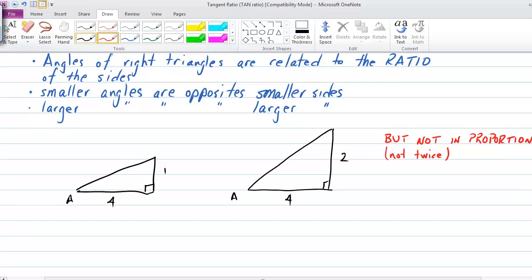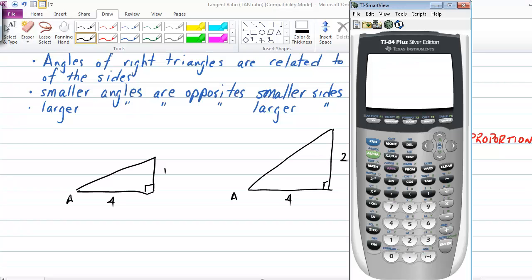So that's this idea that we need a way of answering a question like this. And in order to answer a question like this, we need trigonometry. And in order to answer these questions that we're looking at today, we need a special trig ratio, and the trig ratio is the tangent ratio. Now, as we go through the unit, we're going to learn two other ratios.